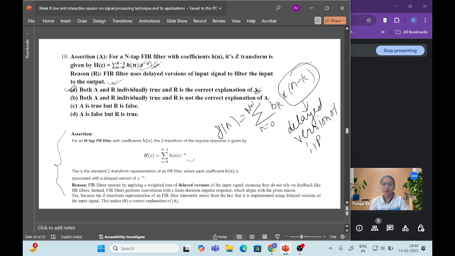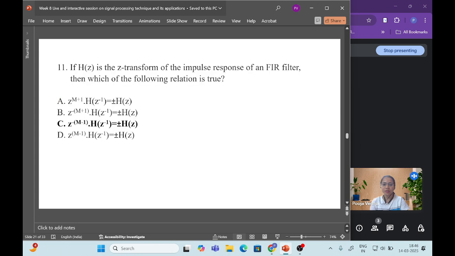Now I'm moving to the next question. If H of Z is the Z transform of the impulse response of an FIR filter, then which of the following relations is true? Which relation holds true? Any one of you can answer in the chat box. Try to answer at least.